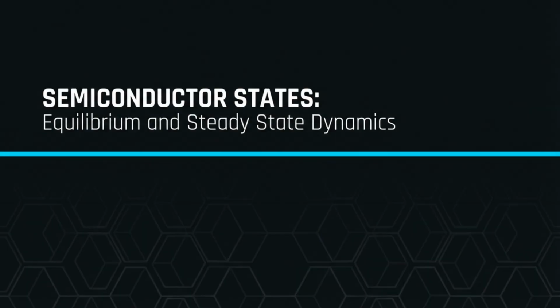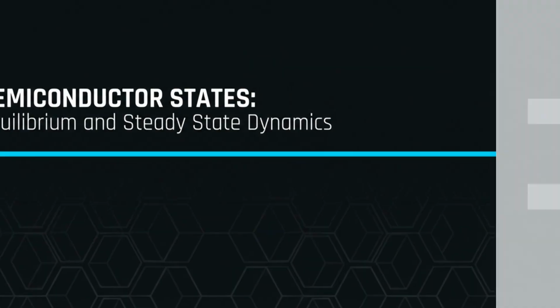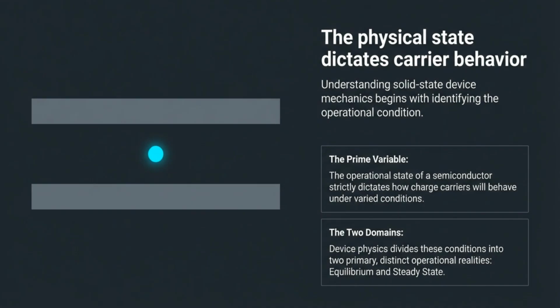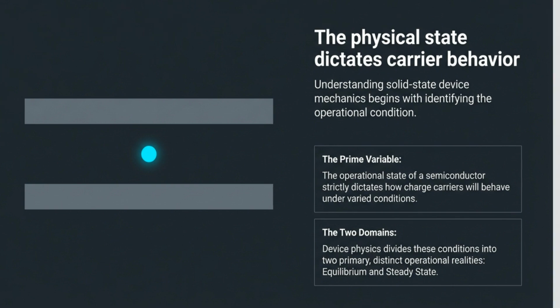Welcome to this video on semiconductor states, focusing on equilibrium and steady-state dynamics. The physical state of a semiconductor dictates its carrier behavior. Understanding solid-state device mechanics begins with identifying the operational condition. Device physics divides these conditions into two domains: equilibrium and steady state.